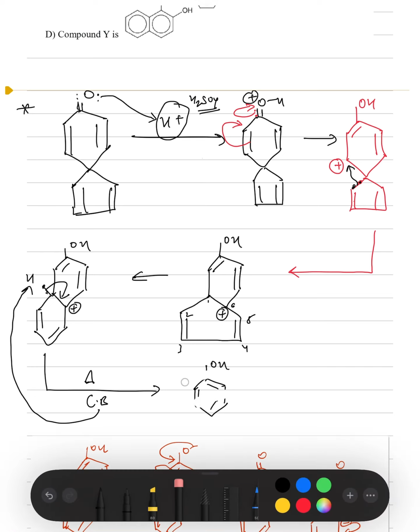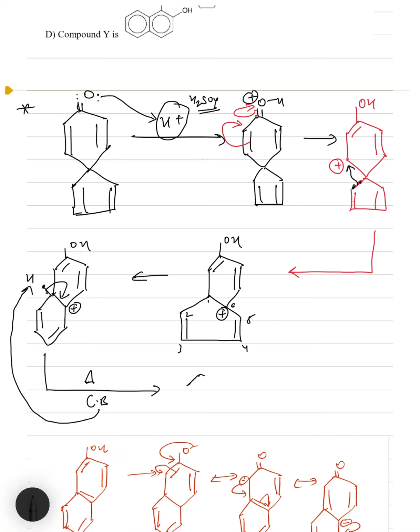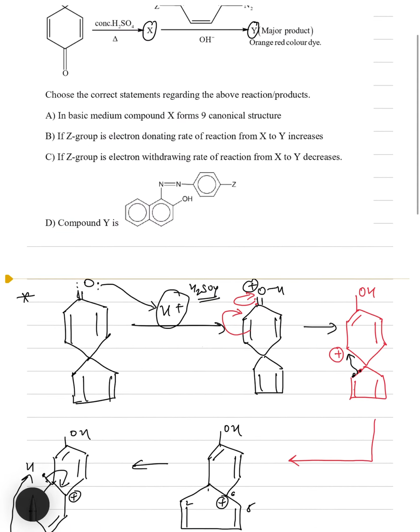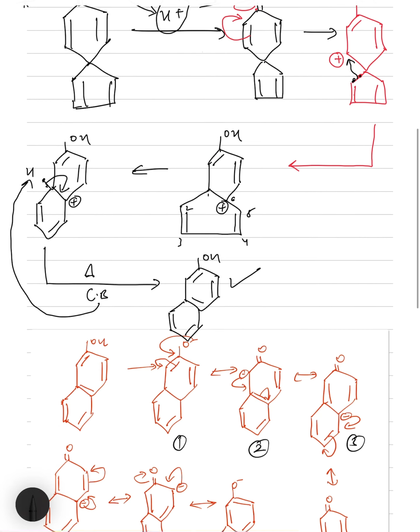Right? Just a second. Let me redraw it again. The compound which we obtain here is this one, with the OH and a ring at the bottom like this. So this is the final compound which we have obtained. Right? So the compound X is this one. This is the compound X which we have obtained.